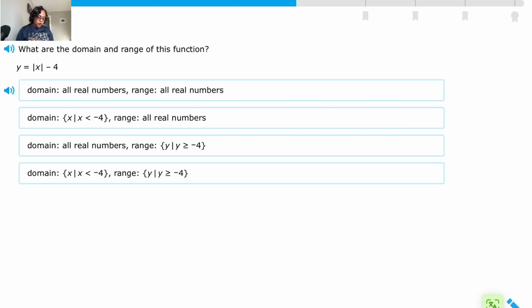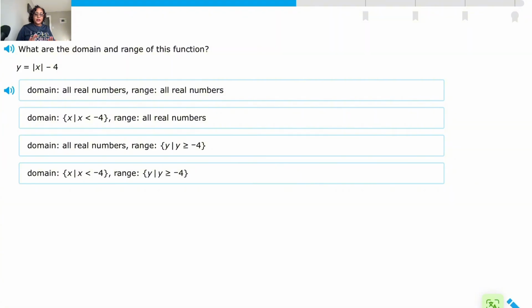And now I'm going to go to Algebra 2. So for this one, we are talking about what are the range and the domain. Okay, so the domain is all real numbers.